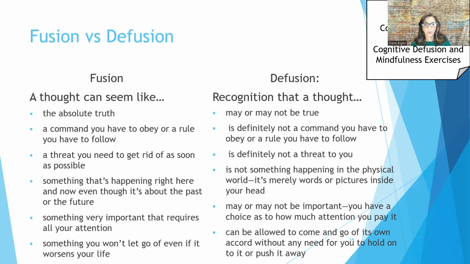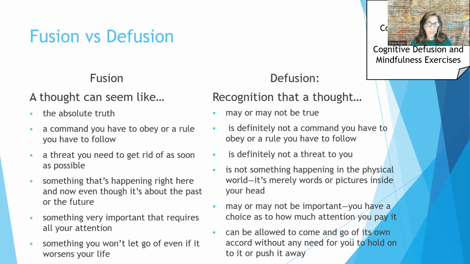What about diffusion, right? Let's look at the gift of ACT and what it has presented in terms of diffusion. It's this recognition that a thought may or may not be true. Definitely not a command that we have to follow, not a threat. It's not something happening in the physical world. It's merely words or pictures inside your head, right? May or may not be important and can be allowed to come and go. So remember the mountain, you're the mountain, the clouds come and go. They pass by, or the cars on the highway, they pass by. They don't stay in one position right in front of you.